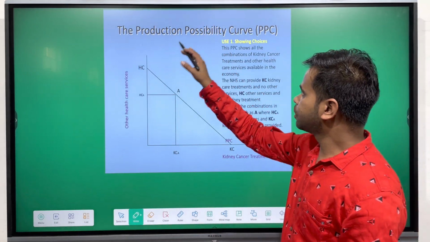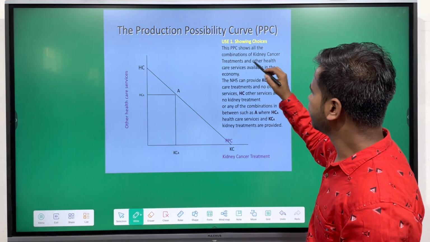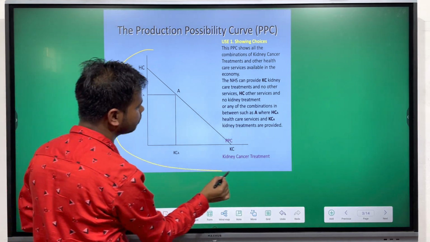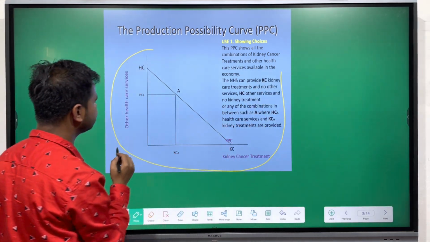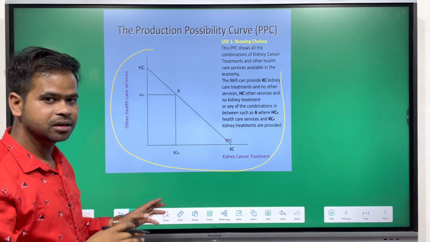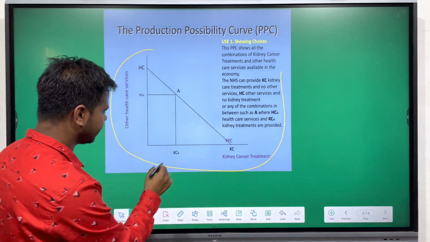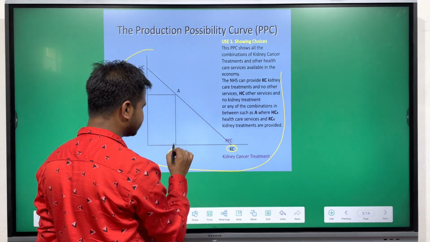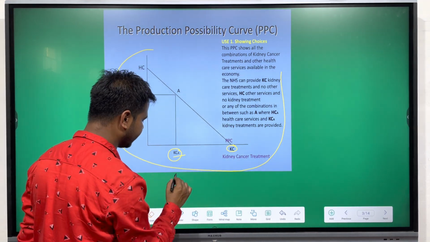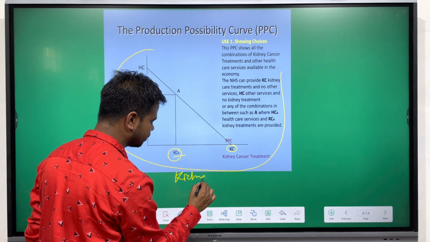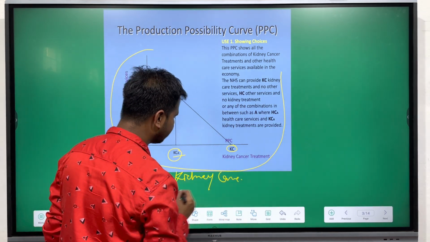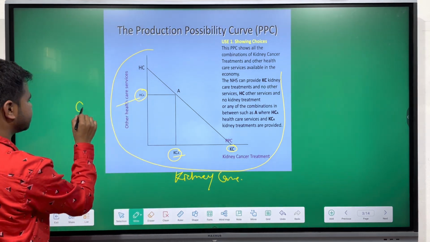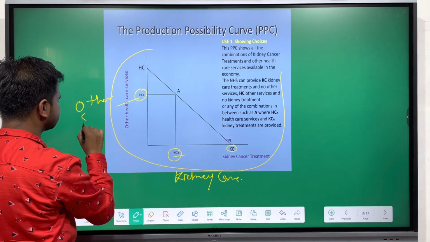This is the production possibility curve. Now in this graph you can see the health structure of a country is given, the healthcare services. Here KC represents kidney care, and this HC represents other services.